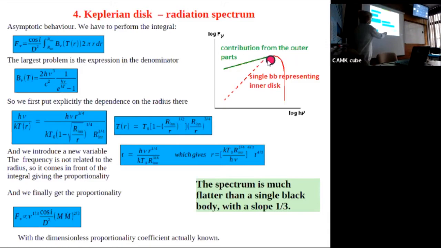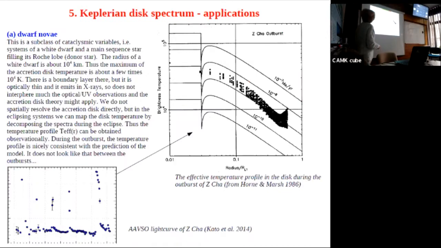you do not expect that you should see the curvature of the spectrum. And here everything is known. I stress again, this proportionality coefficient is also known, only I did not put it here properly.